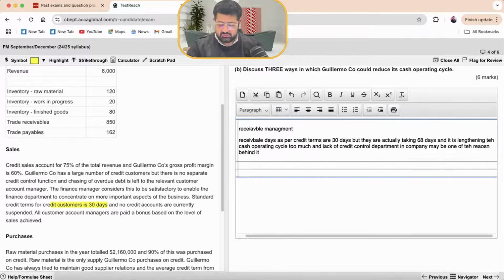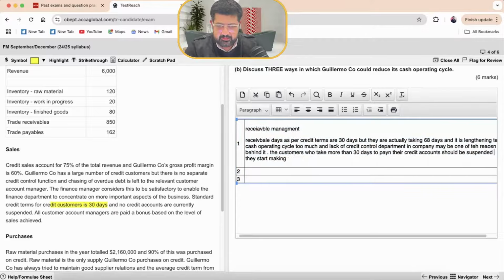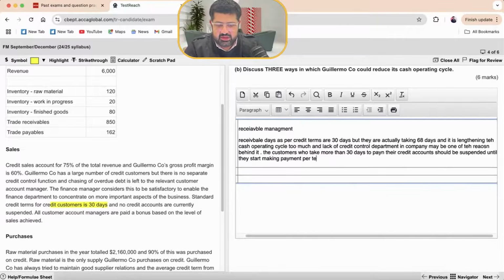Now, so what should they do? The customers who take more than 30 days to pay, their credit account should be suspended until they start making payment as per terms of 30 days. One thing they should do.